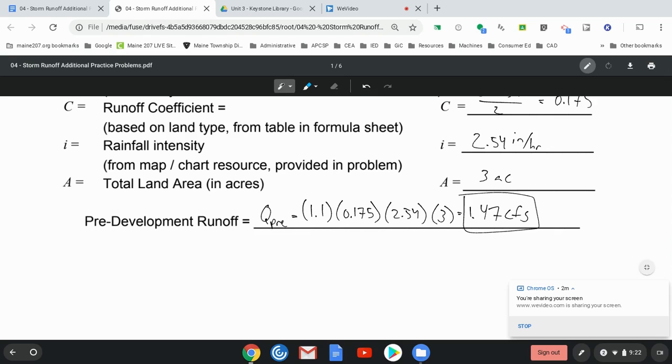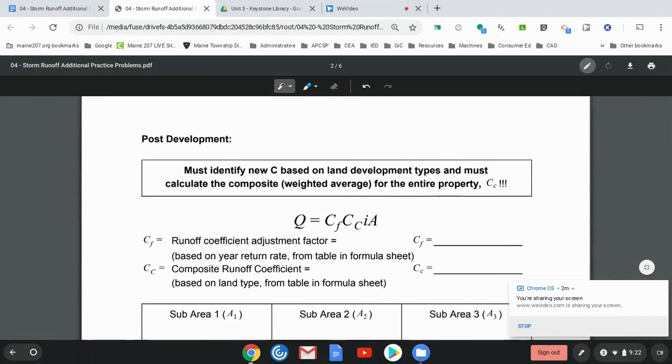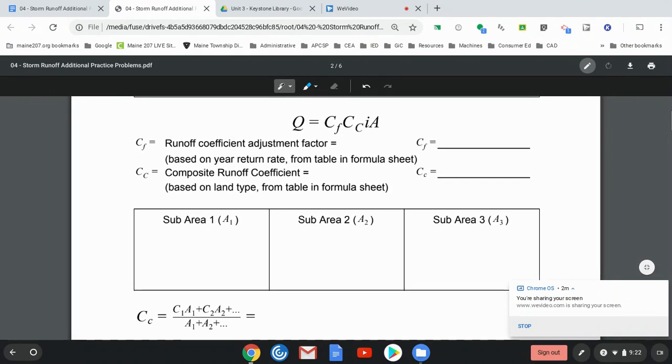Now, post-development runoff. You must identify a new runoff coefficient based on the development, and it must be a composite or weighted average. And I've kind of helped you here a little bit. All the other numbers are still the same, so the adjustment factor is still 1.1. Sub area 1, we're going to say that's the parking lot.